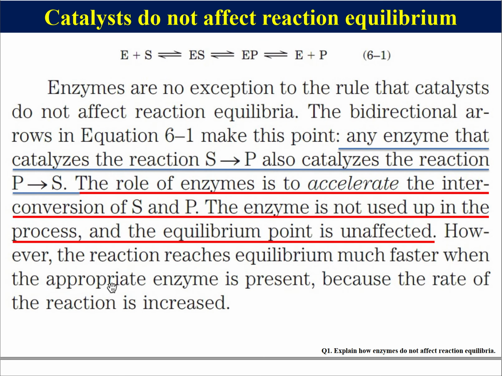Enzymes are no exception to the rule that catalysts do not affect reaction equilibria. The bidirectional arrows in equation 6 here make the point that any enzyme that catalyzes the reaction substrate to product also catalyzes the reaction product to substrate. The role of the enzyme is to accelerate the interconversion of substrate and product. The enzyme is not used up in the process and the equilibrium is unaffected.